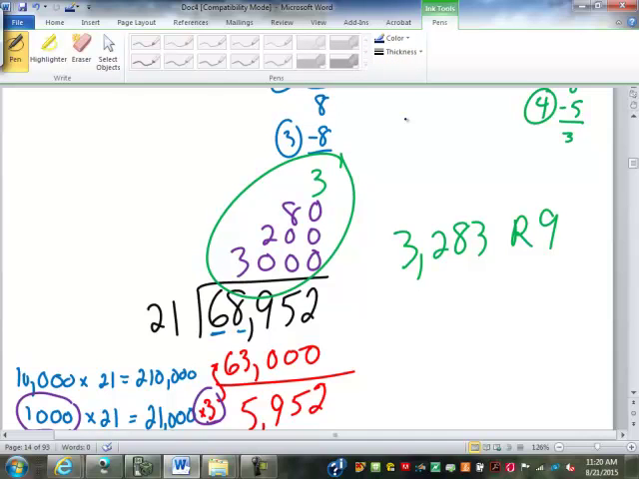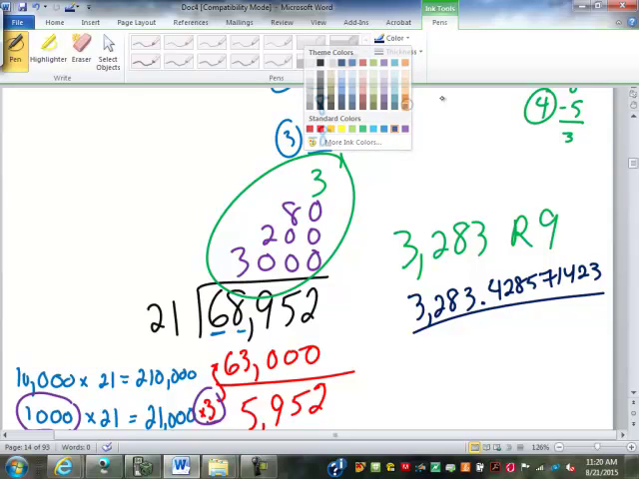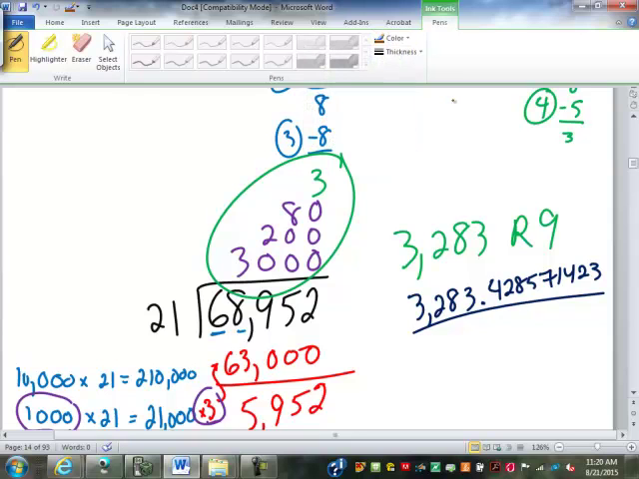Now at some point we'll turn that 9 into a fraction or decimal, but for now we're okay leaving it a remainder. If we were to divide it out as a decimal, what does that come out to be? 3,283.428571423 approximately. Don't worry, it's not contagious. I do that just to prove a point.